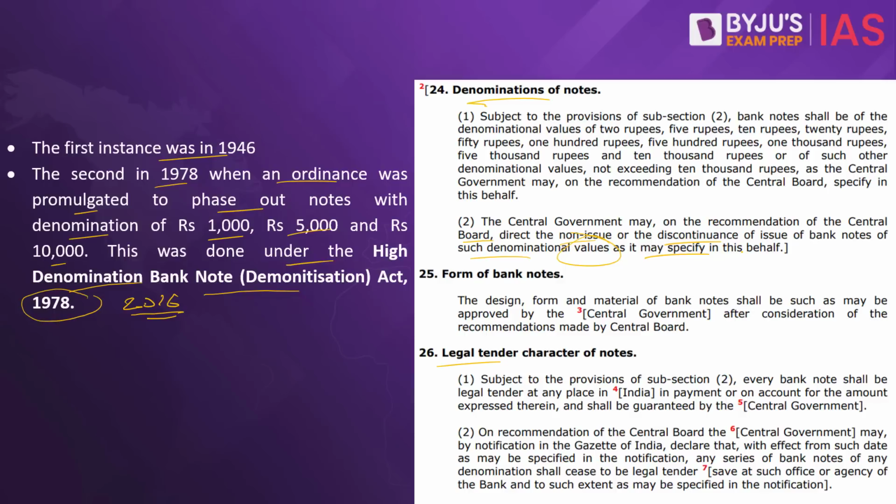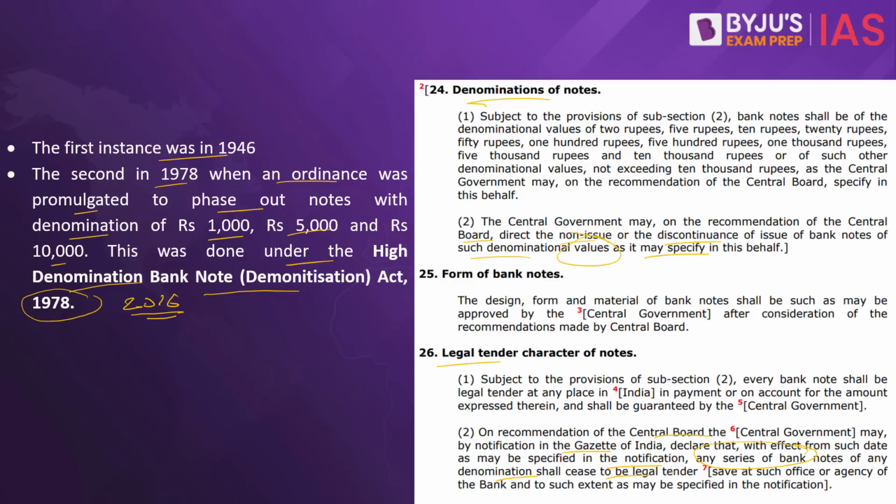Then we also have section 26(2), which empowers the central government to declare banknotes as ceasing to be legal tender. On recommendation of the central board, the central government may, by notification in the Gazette of India, declare that with effect from such date as may be specified in the notification, any series of banknotes of any denomination shall cease to be legal tender.